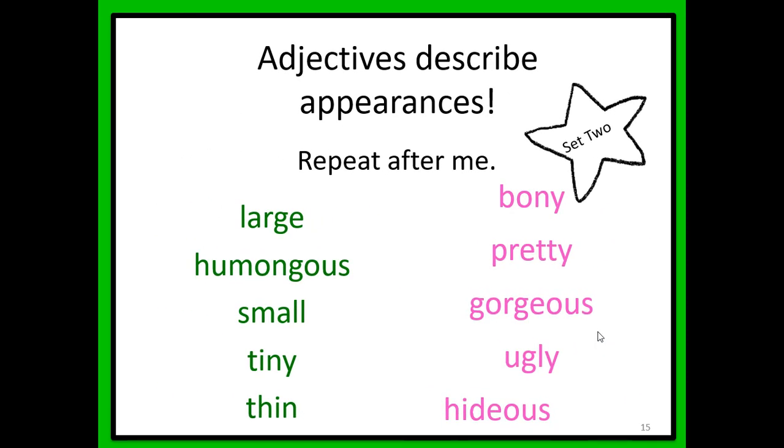All right, excellent. So we're actually going to stop there for today. What we have here is another set of adjectives. These are adjectives that describe appearances, and they also have shades of meaning. Right? So you can have something that is large. You can have something that's humongous. Something that is small or tiny, pretty, gorgeous, right?